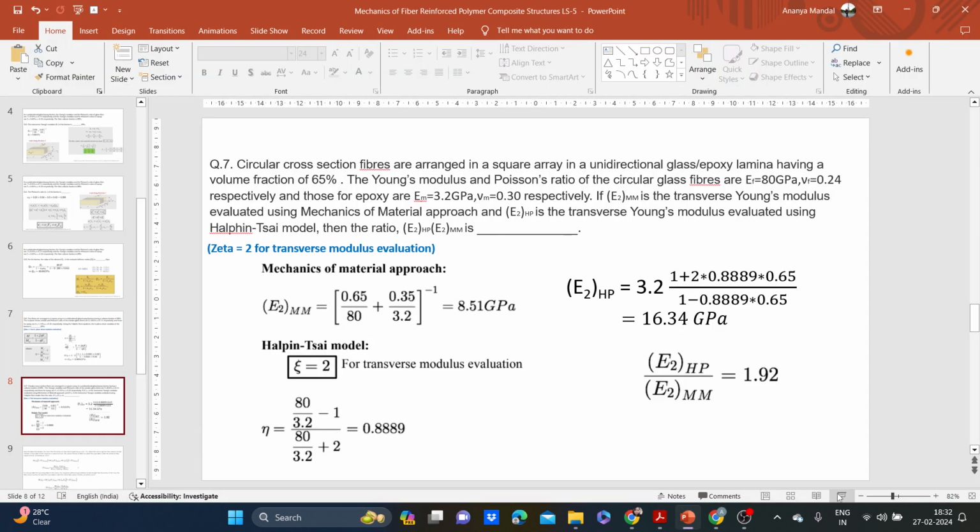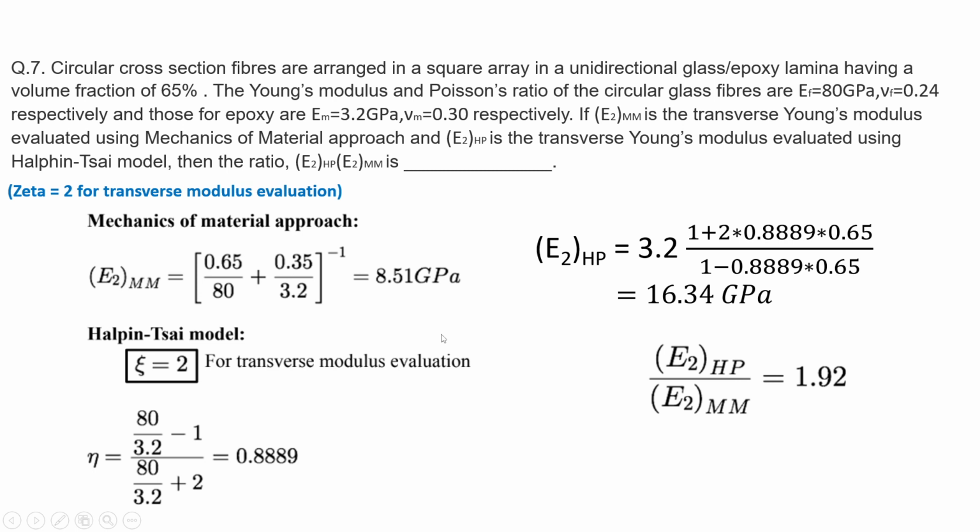So this is what I discussed, that the mechanics of material approach was not giving a good value close to the experimental values. That's why we went for semi-empirical methods like the Helfenstein model.